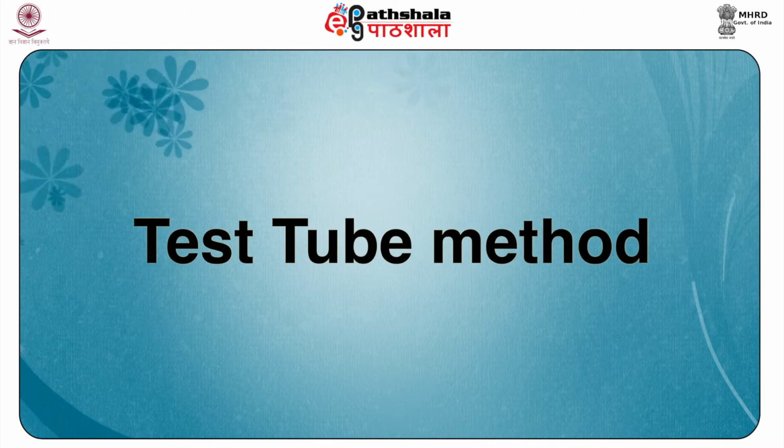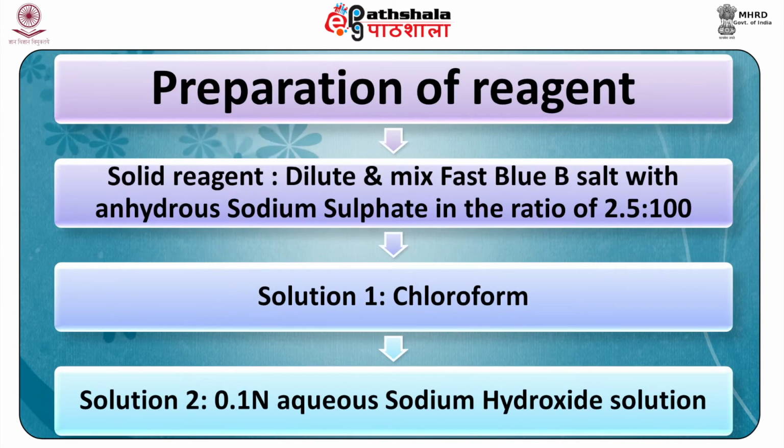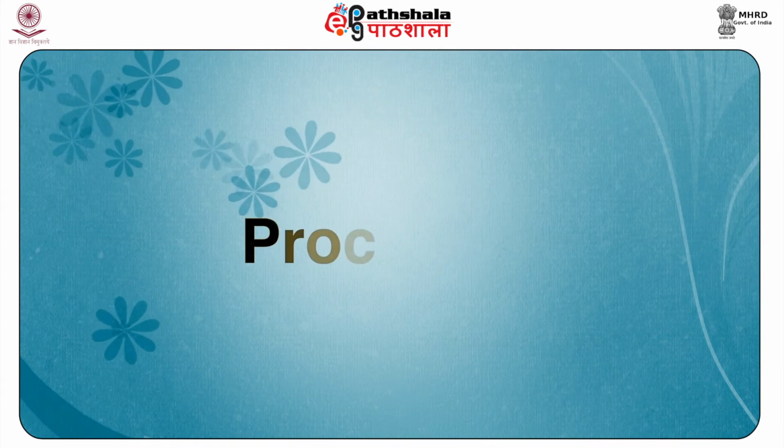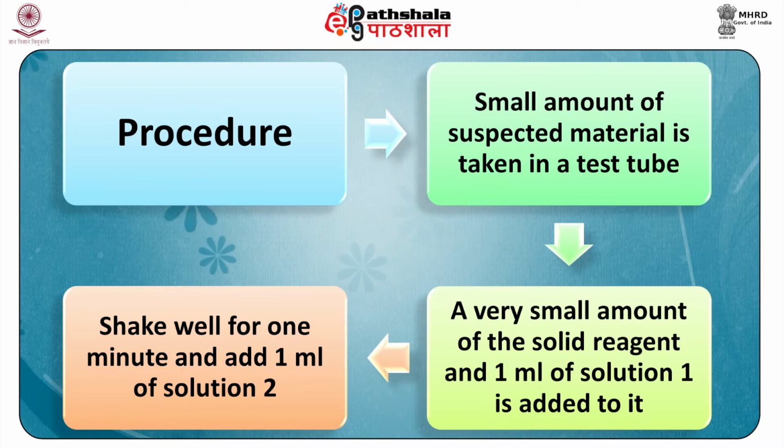The other method is the test tube method. First is preparation of reagent, solid reagent. Dilute and mix fast blue B salt with anhydrous sodium sulfate in the ratio of 2.5:100. Solution 1 is chloroform and solution 2 is 0.1 normal aqueous sodium hydroxide solution.